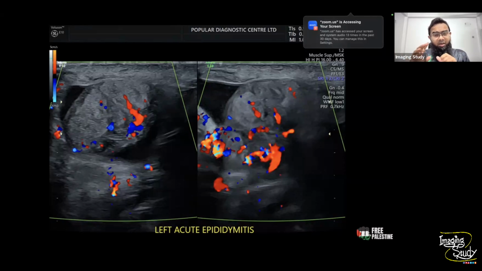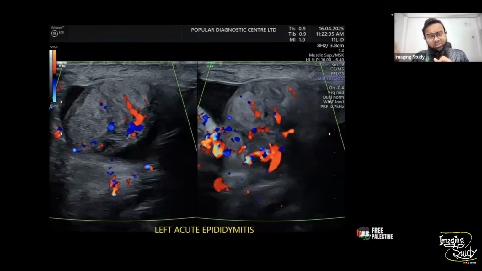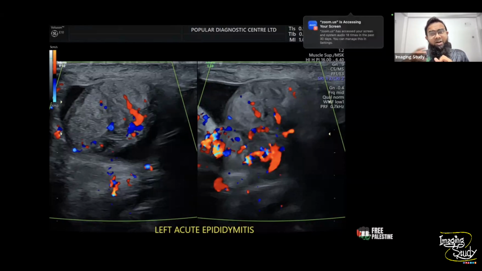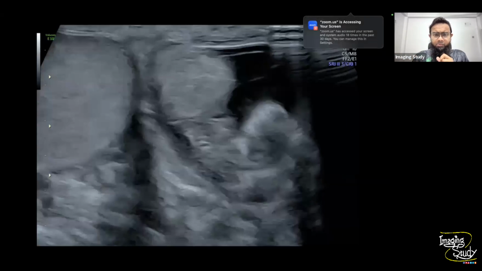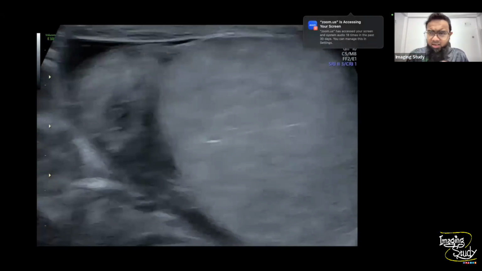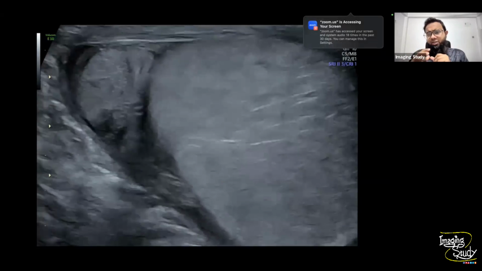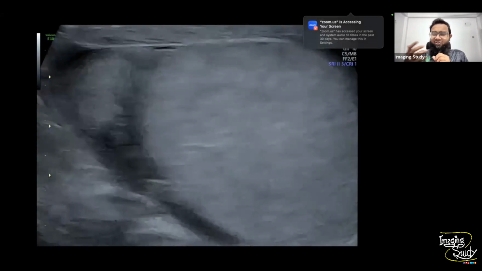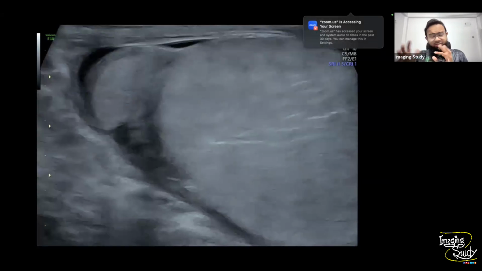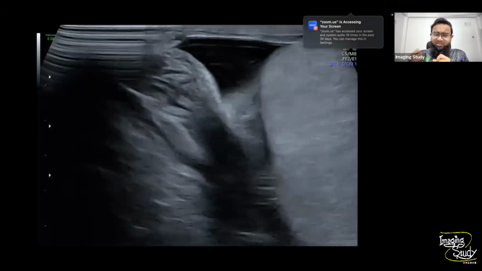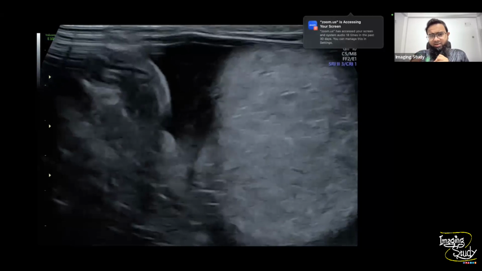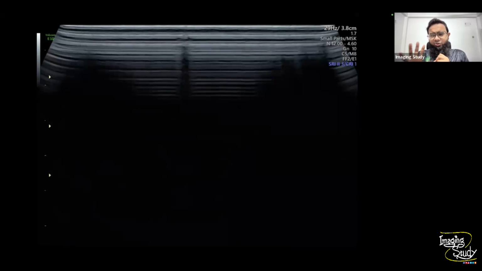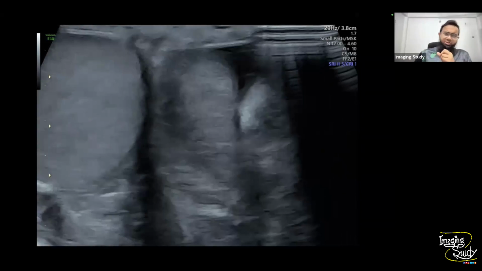But if it is epididymitis, the testis also should show very good vascularity, but still it's not showing the very high flow of orchitis. Why is it happening? Let's jump into the grayscale view. I'm very unfortunate that I have forgotten to save the video of Doppler. So it's unfortunate, but still I can demonstrate to you.